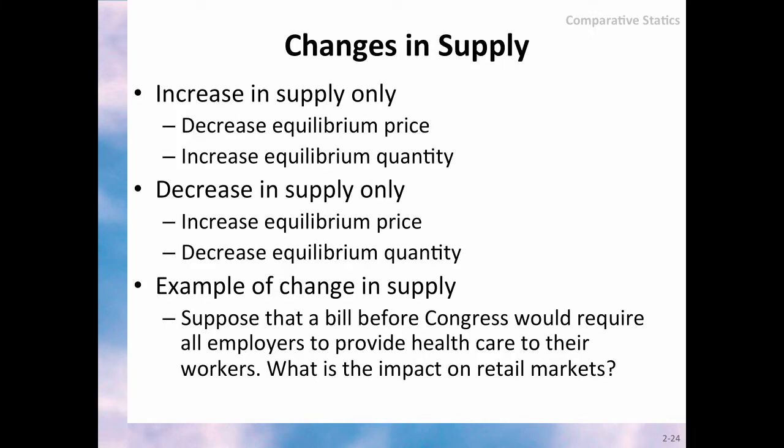Second, another simple case takes place when the supply changes but not the demand. In the example on this slide, a single event is that Congress would require all employers to provide health care to their workers, which would increase production costs. Once again, the question is, what happens to the market equilibrium?